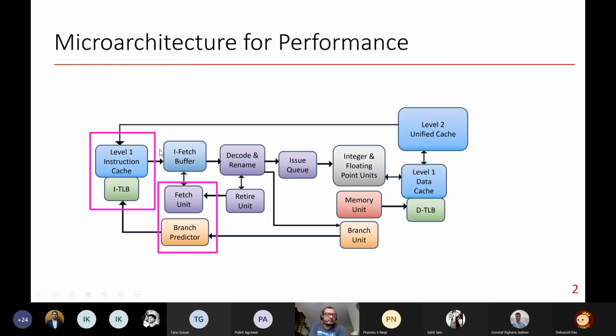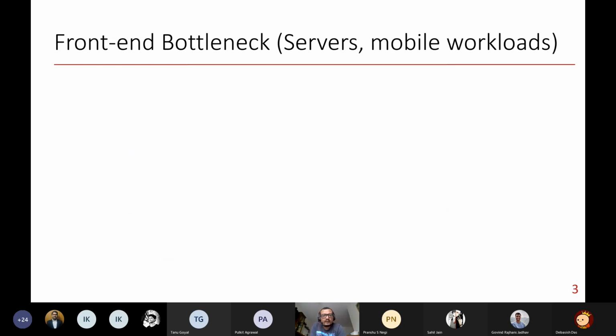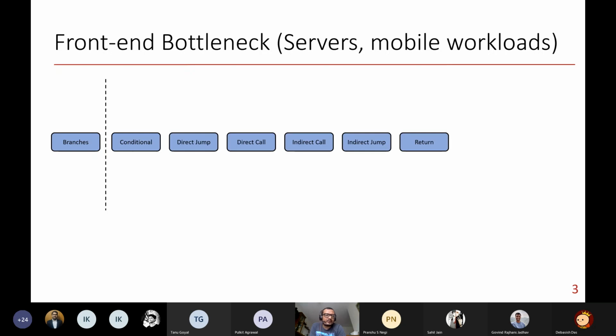Okay, so we'll start with the fetch stage of the pipeline, which is typically known as the front end of a processor. This is typically known as the front end bottleneck, in the form of stalls at the front side of the processor, and it usually happens because of branches, right? So we have this notion of the von Neumann model where instructions are getting executed sequentially one by one. But the moment you get a branch instruction, right? So there are various kinds of branches that you can find.